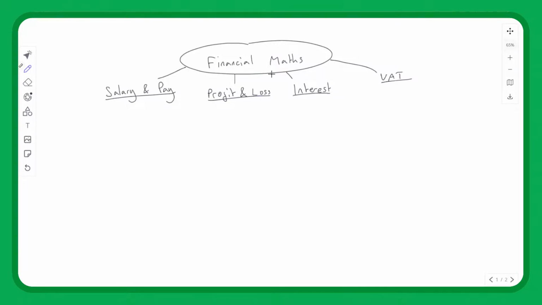We're looking at financial maths. So there are 4 main topics we'll cover, and then we'll do a couple of exam style questions to finish off. So let's first look at salary and pay.